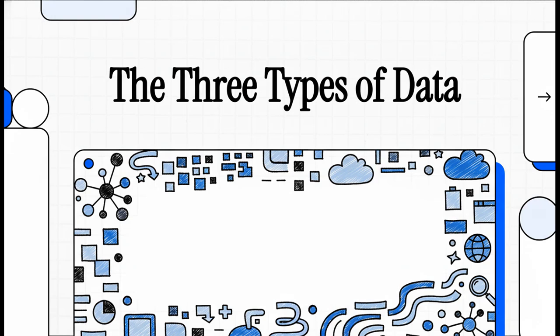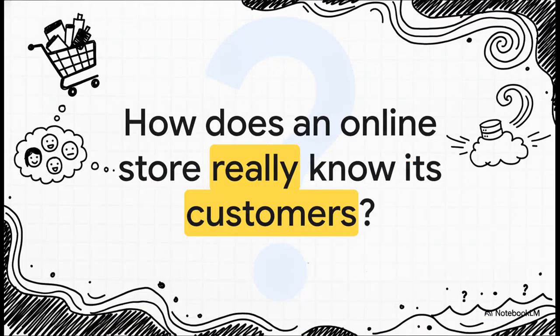All right, welcome to the Explainer. Today we're going to get a handle on a concept that is quite literally powering our entire digital world. The three different types of data that decide everything from what you see online to how your favorite brands operate. So let's start with a puzzle.